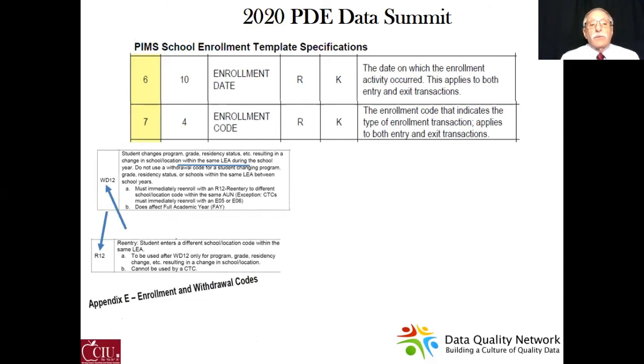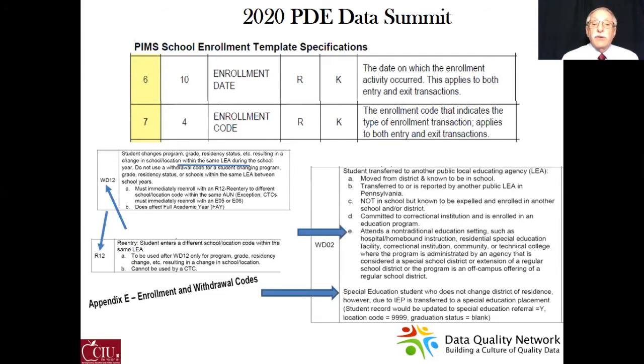Enrollment codes WD12 and R12 would be used in a situation where you have a child moving from one of your buildings to another one of your buildings for whatever reason. You would use these two codes to show that the child is withdrawing from one building and then re-entering in another building. We're also going to use these two codes in a situation where a child goes to a private residential facility that doesn't report to PIMS. These are the codes we'll use to help track that.